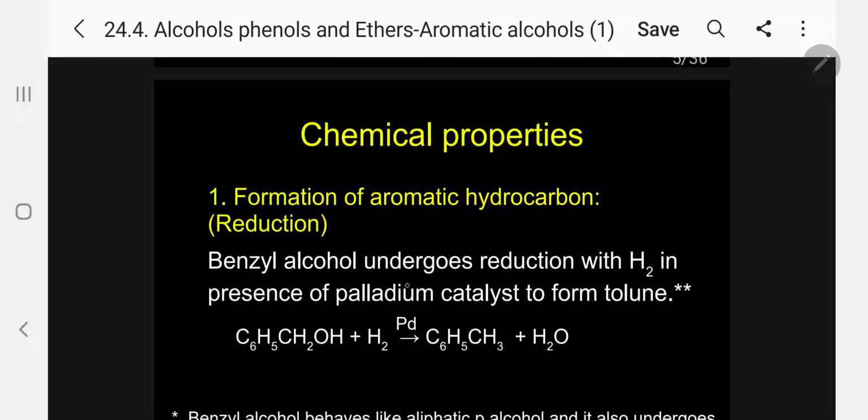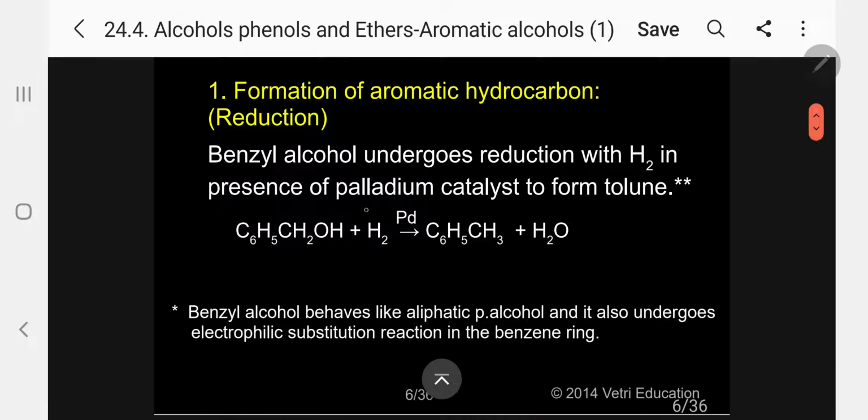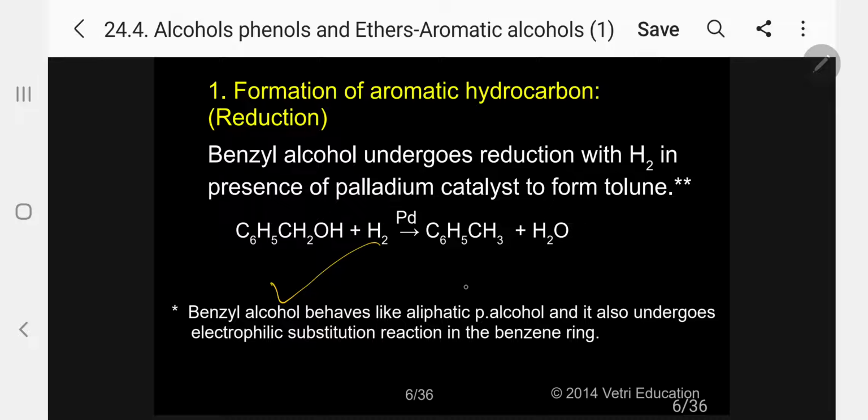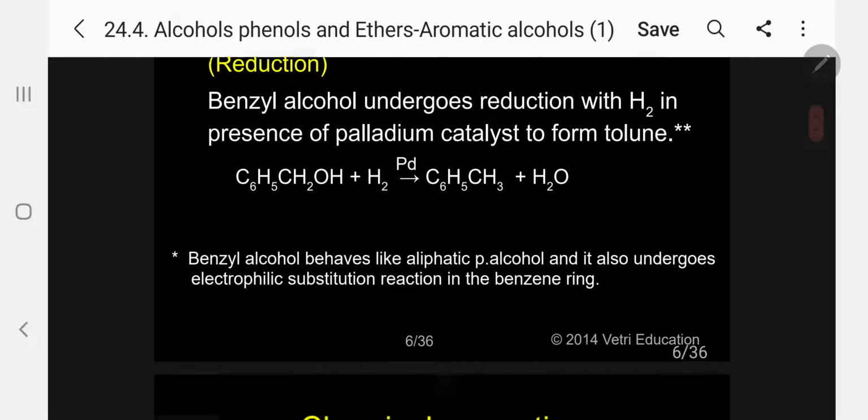The next most important reaction. Kindly follow. Here I want to give some information. Benzyl alcohol behaves like an aliphatic alcohol and it also undergoes electrophilic substitution reaction in the benzene ring. So it shows both reactions. This you must keep in mind.